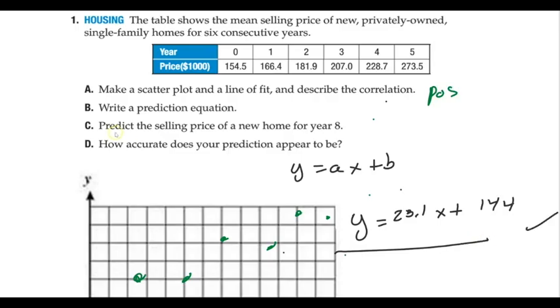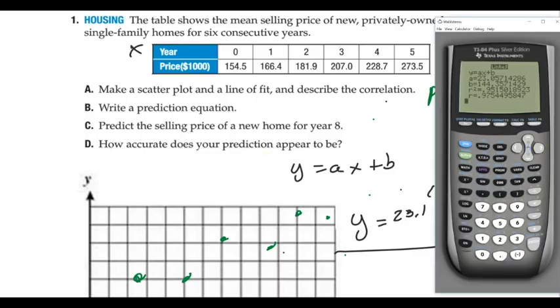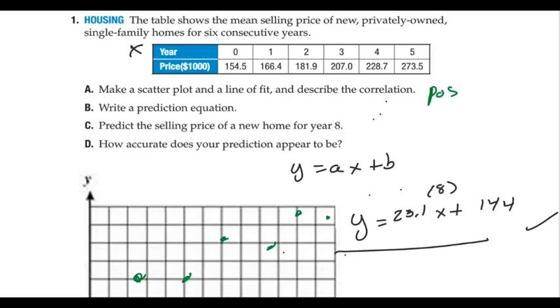Let's do the next one. Predict the selling price of a new home in year 8. Years were X. We're just going to plug in 8 here. We have a calculator. Let's do that. 23.1 times 8 plus 144. So in 8 years, selling price of a home will be $328.8 thousand. How accurate does your prediction appear to be? Fairly accurate. Remember, our R was huge. Our R was 0.97. It was a solid R. I'd say it's pretty accurate.